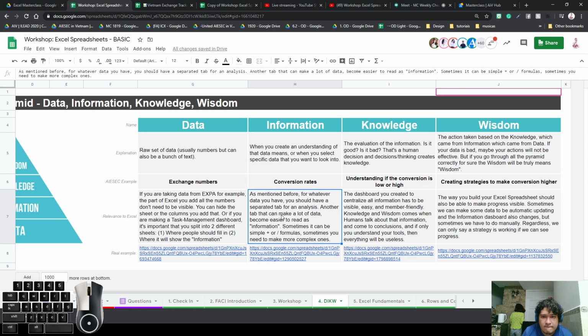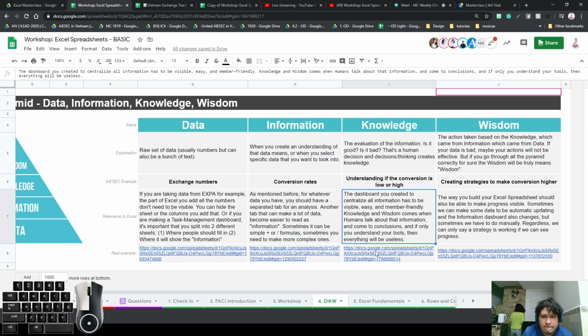There are some tools that I do like that. And then the information has to be very visible, has to be clear, and sometimes there can be some formulas there to create the information. And that's why we're gonna learn also about some basic formulas today.